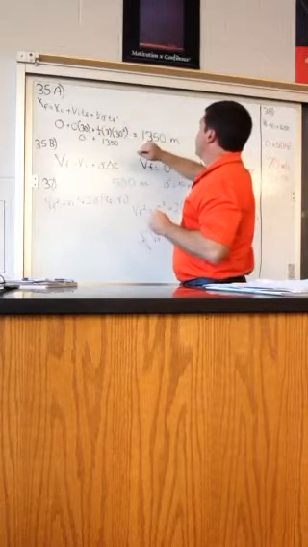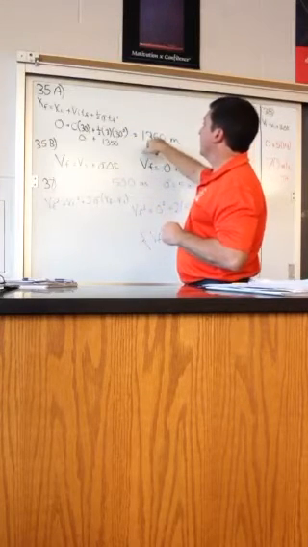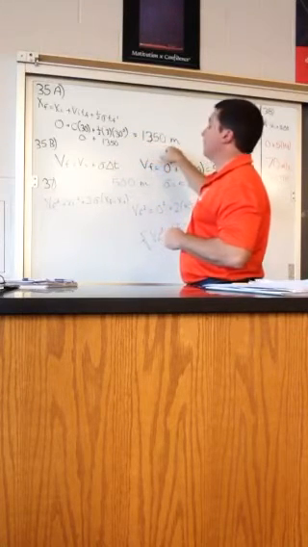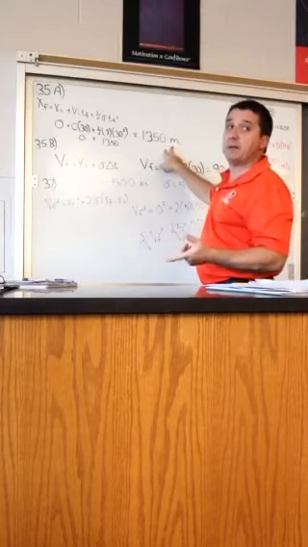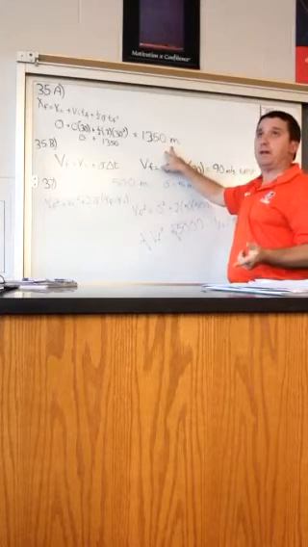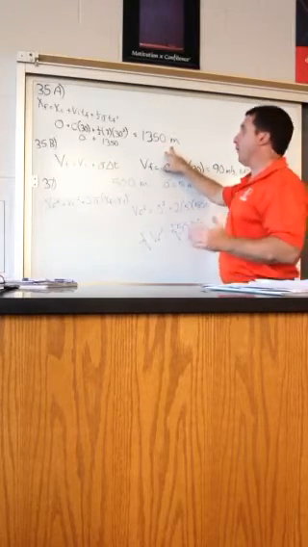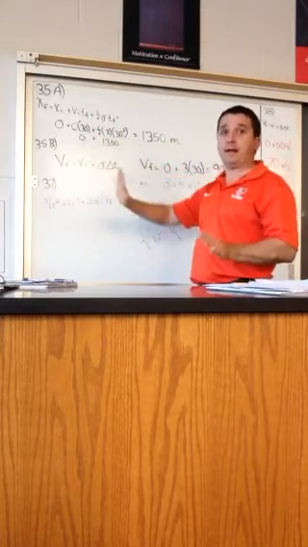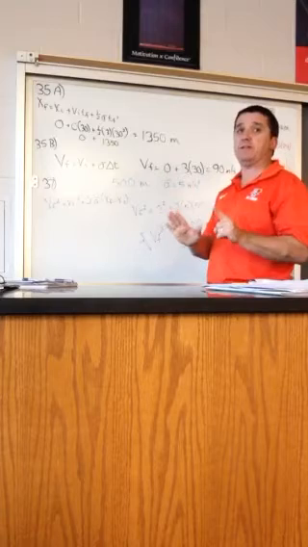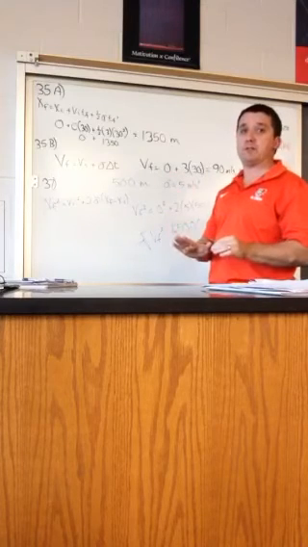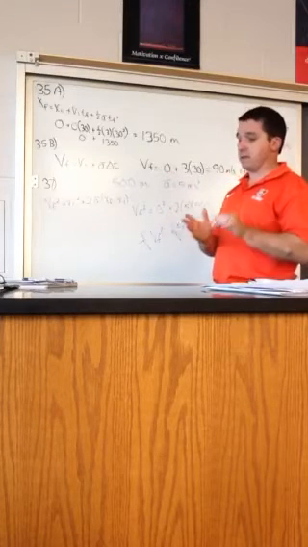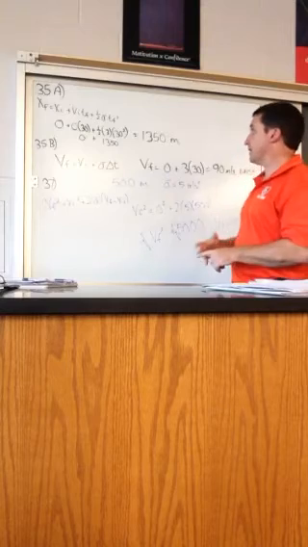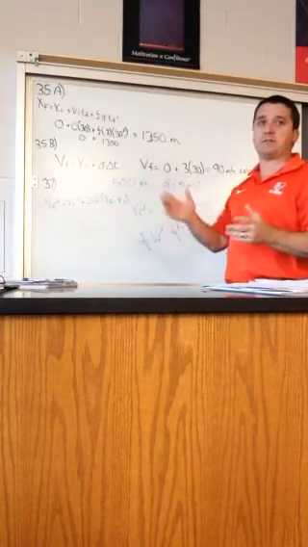Some people got 1,380 meters instead of 1,350, and you can figure out why. They're adding this 30 in over here. I see why people do that, I get it, but here's what you need to consider: order of operations. Parentheses, there are none. Exponents, there's just that 30 squared, which is 900.